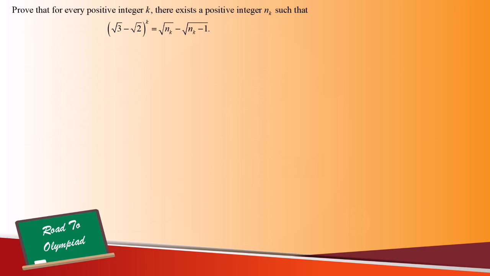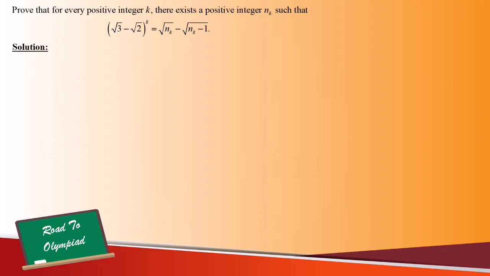There are plenty of square roots here, so we might need to try getting rid of them in order to get the integer n_k. But the problem here is we need to show that for every k, n_k is an integer. In fact, we'll attempt to find n_k in terms of k, and then try showing that each of those n_k that we found are all integers. Pause the video if you'd like to give this problem a try, and when you are ready, keep watching to learn how to solve it.